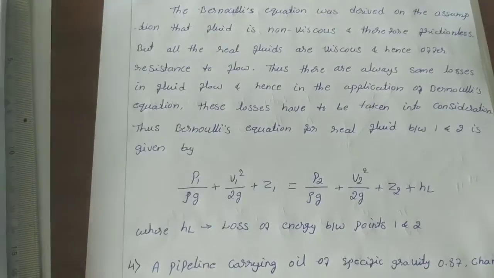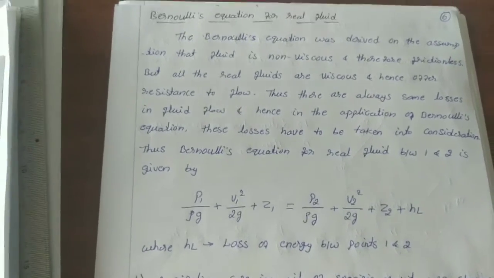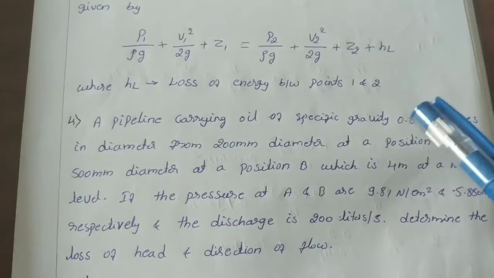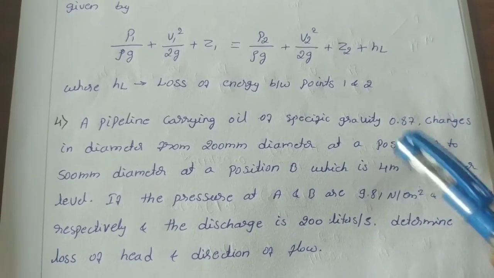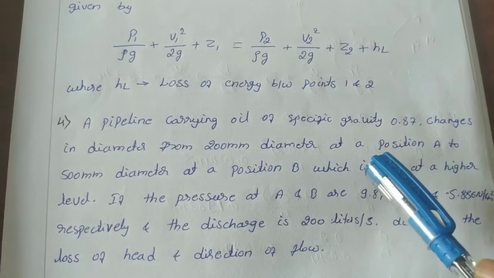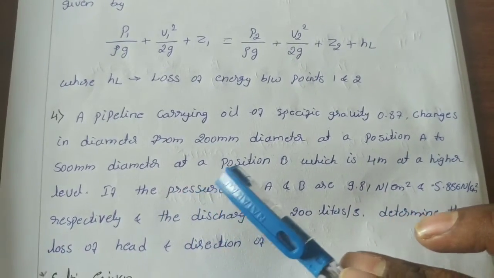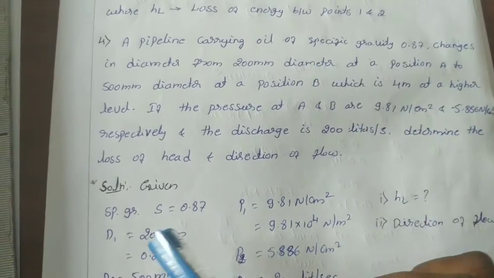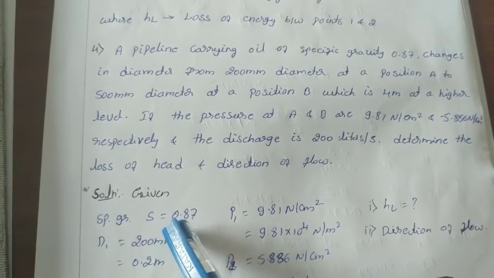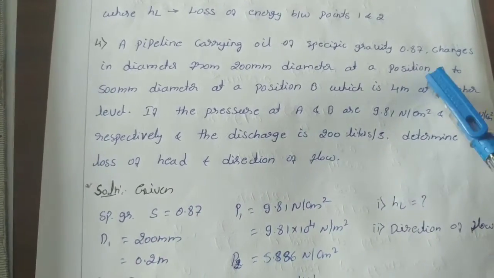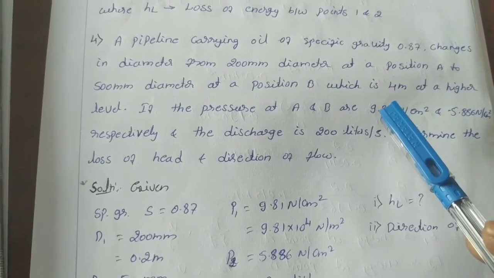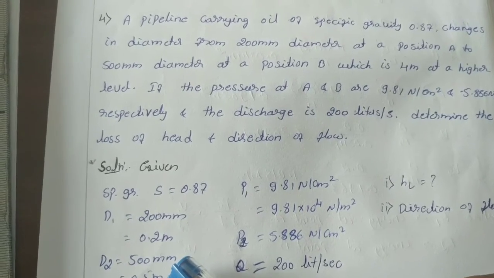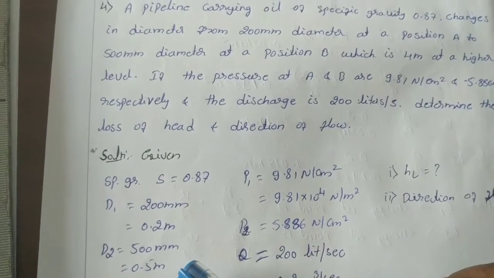Now we have to solve numericals based on the Bernoulli's equation for real fluids. Let's go to the next problem. A pipeline carrying oil of specific gravity 0.87 changes in diameter from 200 mm at position A to 500 mm diameter at position B. Observe the given data: specific gravity of oil is 0.87, and the change in diameter, so D1 is 200 mm, that is 0.2 meter, and D2 is 500 mm, that is 0.5 meter.